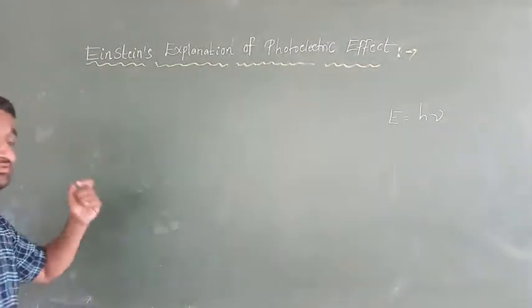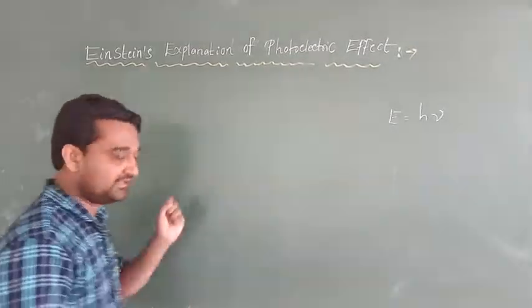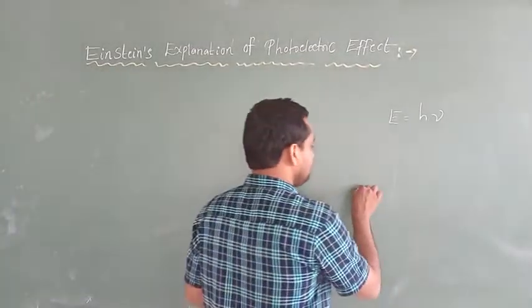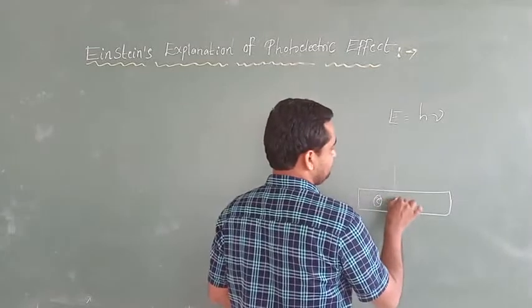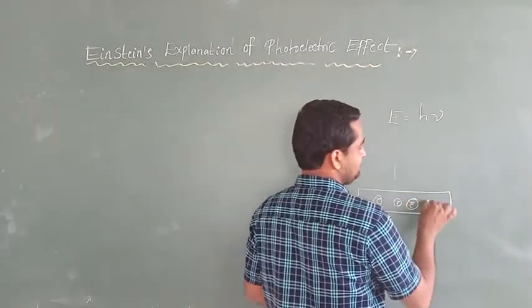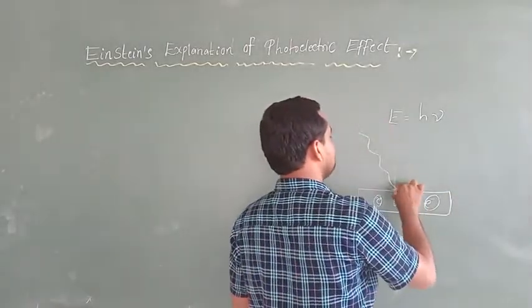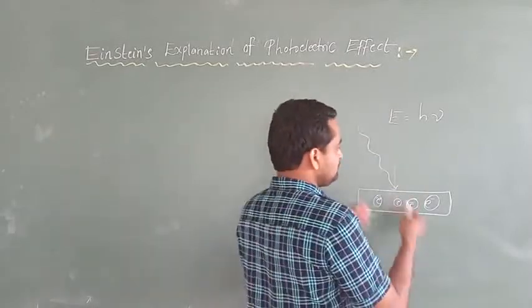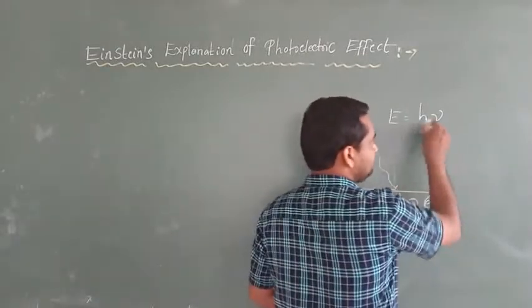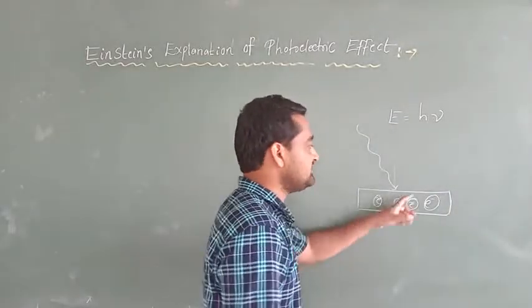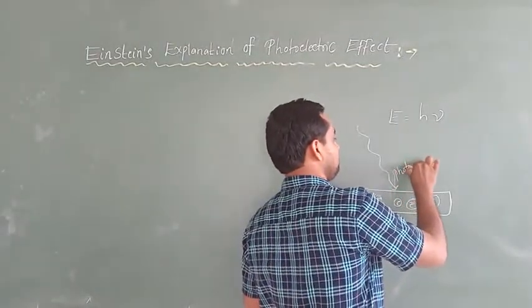So according to Einstein, the photoelectric effect is due to the collision between the photon and the free electrons present inside the metal. So we have a metal here, and it consists of the free electrons. When radiation of frequency nu is incident on the metal, a photon of energy E is equal to h nu, and the frequency of radiation is nu. When it is incident on the metal, a collision takes place between the photon and the electron.